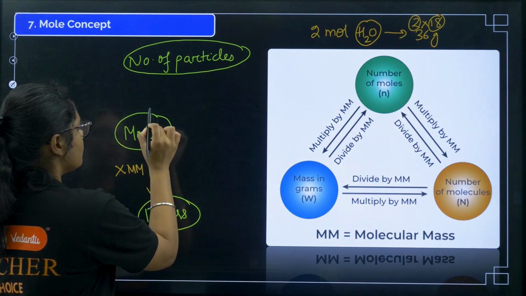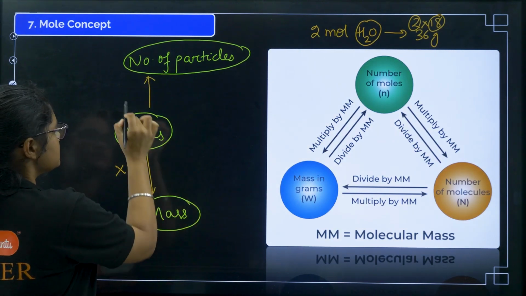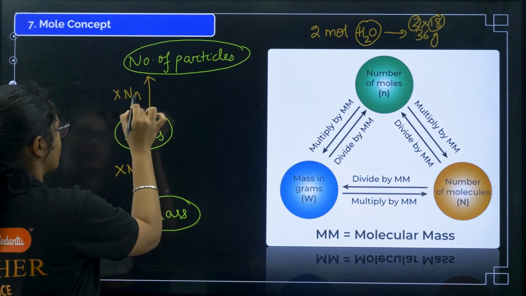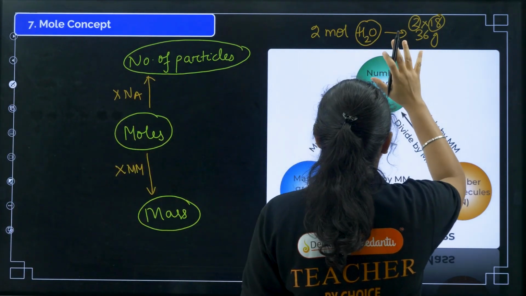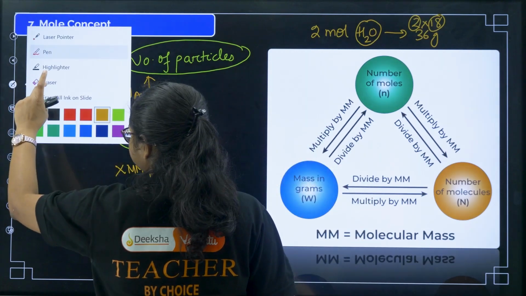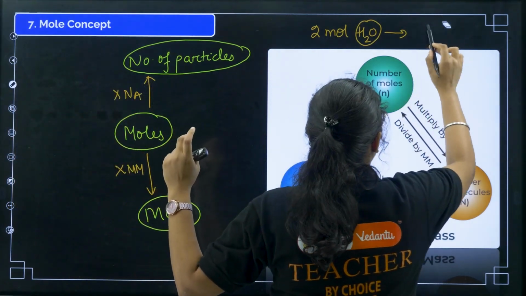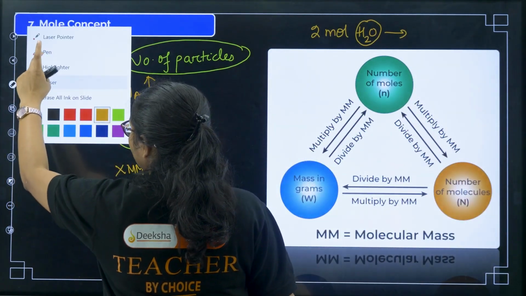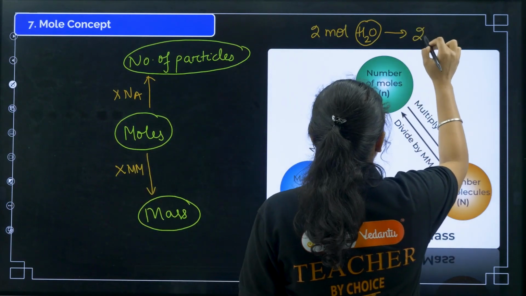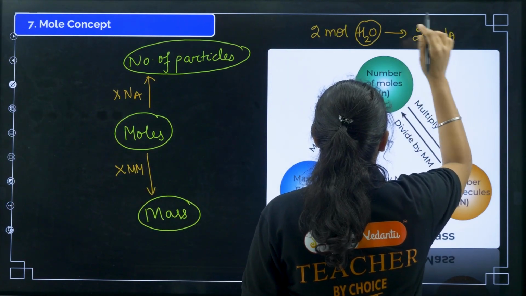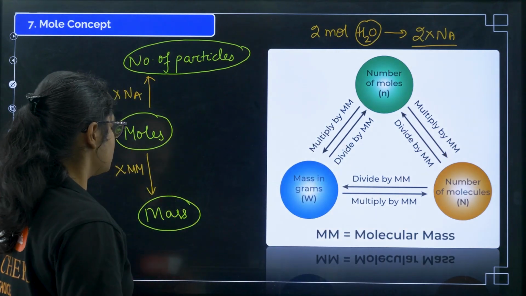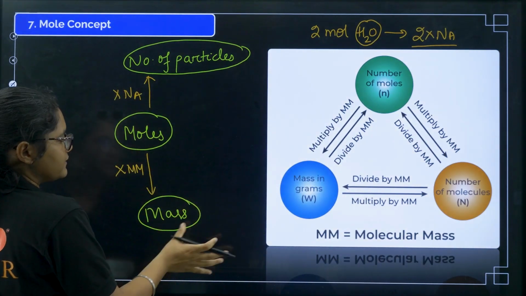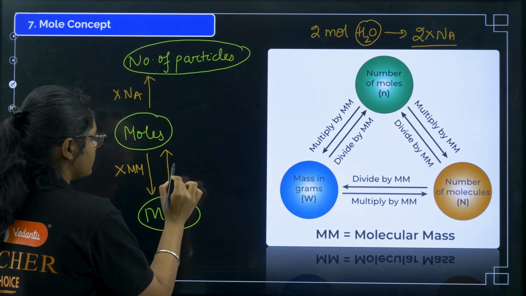Next, if you know moles and you want to calculate number of particles, then you need to multiply with Avogadro number, right? Now suppose I tell you there are 2 moles of water here. Calculate the number of particles. So number of particles, or number of molecules of water, will be 2 into Avogadro number. Clear? This is done.